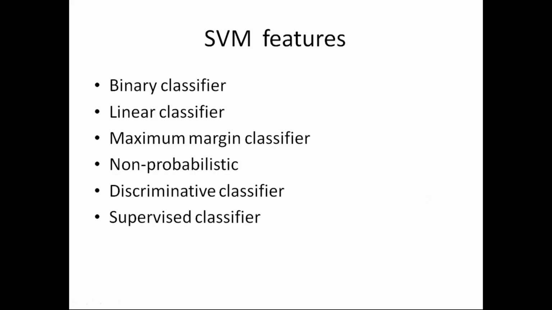So these are SVM features, not features exactly, but what SVM actually is. It's a binary classifier. It's a linear classifier. It puts a straight plane, it does not put any curve or something. It is a linear classifier, that is why it is called that.